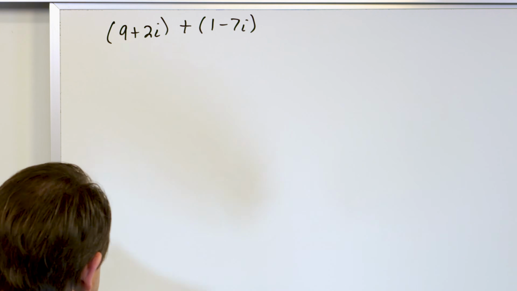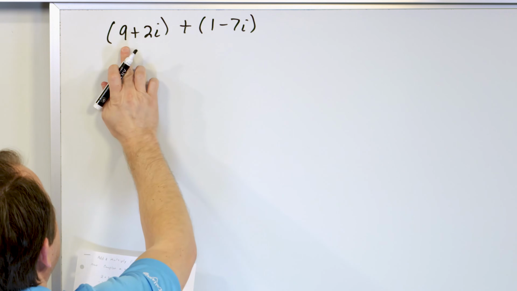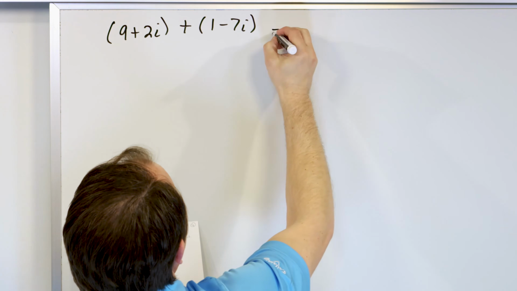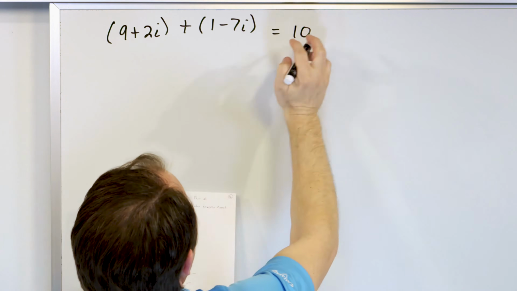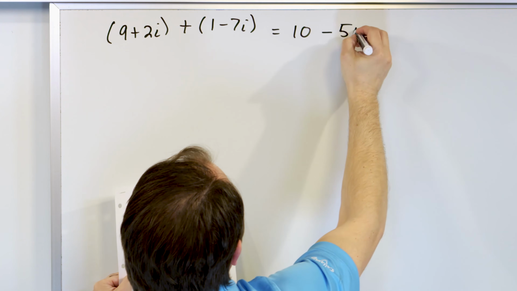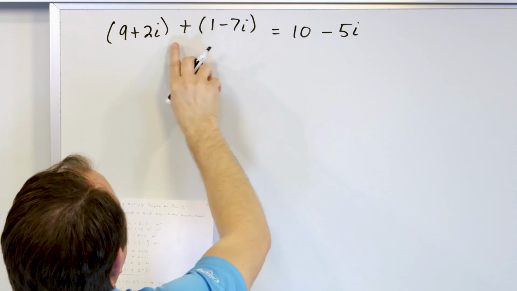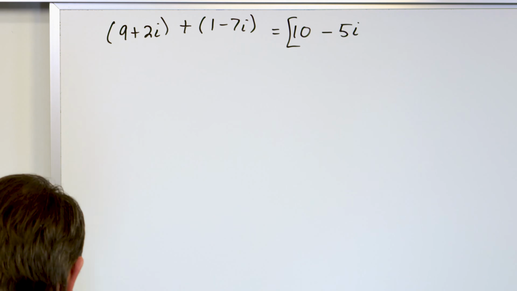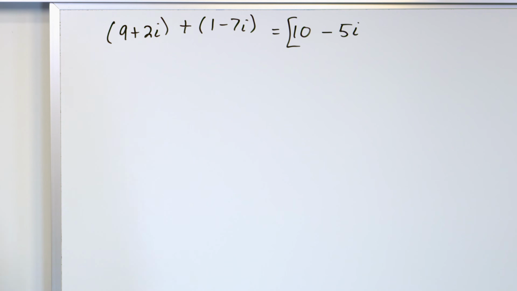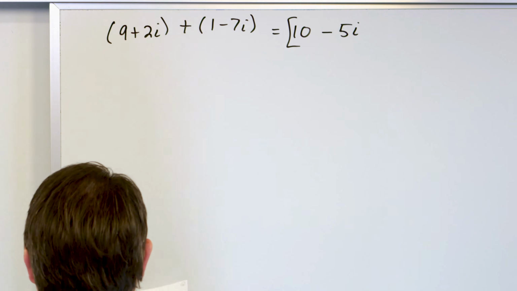So what we have here is we're going to add these real parts. 9 plus 1 is going to give me 10. And we add these imaginary parts. 2 minus 7 is going to give me negative 5. But it's not negative 5, it's negative 5i, because that's what I'm adding together. And this is actually the final answer. So adding complex numbers is really, really simple. You just add the imaginary parts, you add the real parts, and you're done.